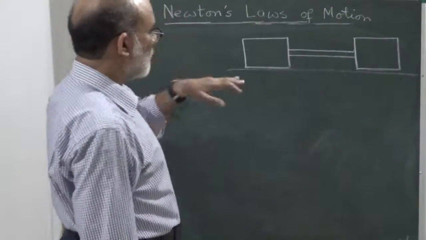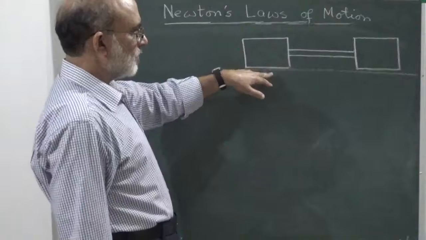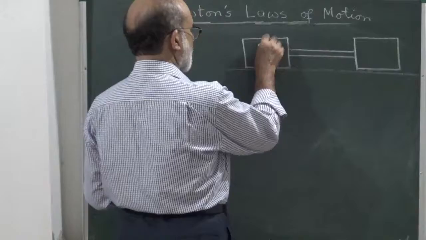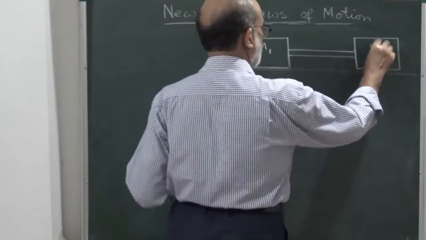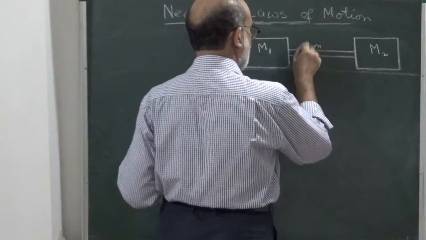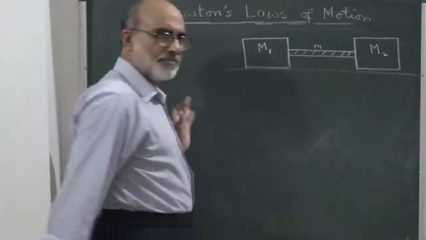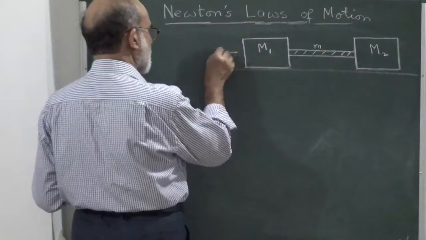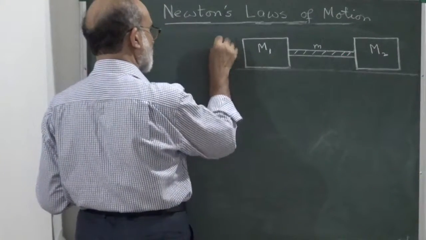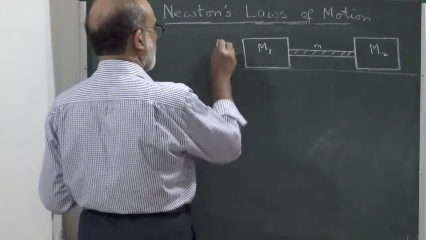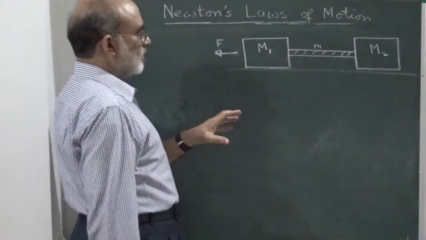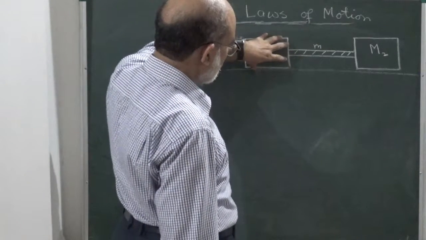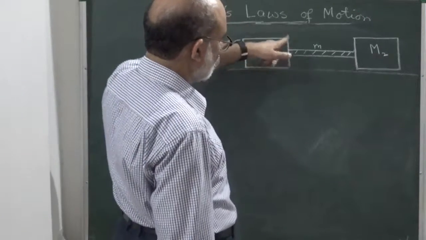And suppose the table is frictionless, no force acts between the table and the block. This one has mass M1, this one has mass M2, and this rope has mass M. Now suppose the external agent here applies a force F, and we are concentrating on the motion of this block only. So this is our system, and all others are surroundings.